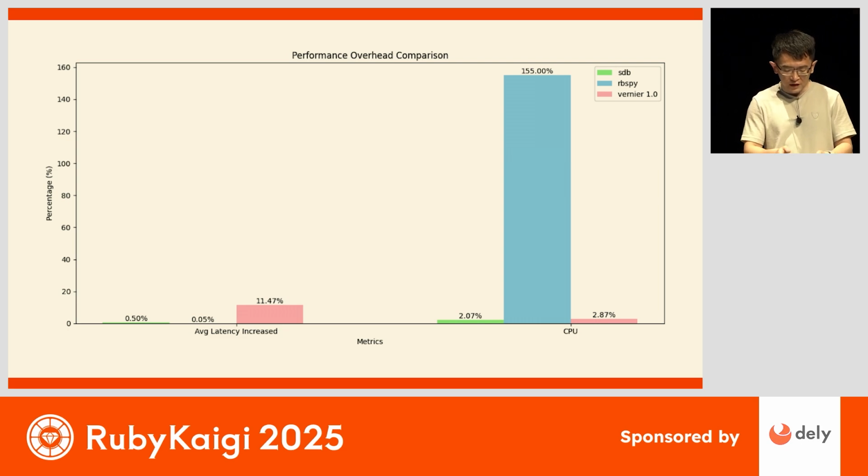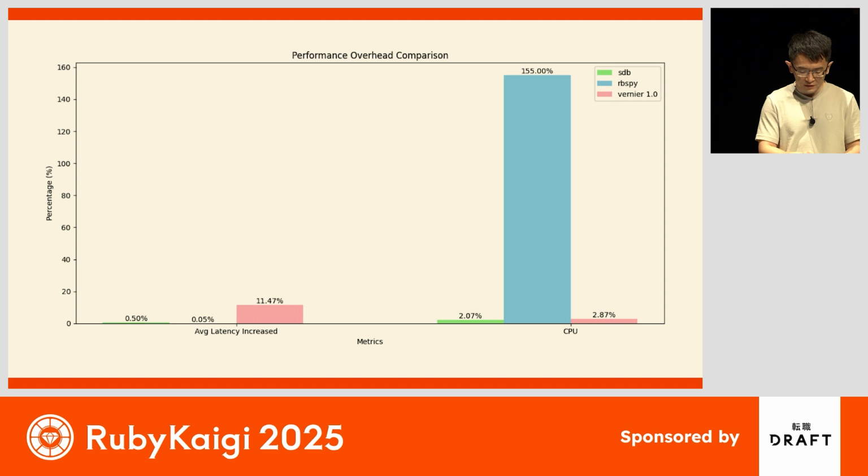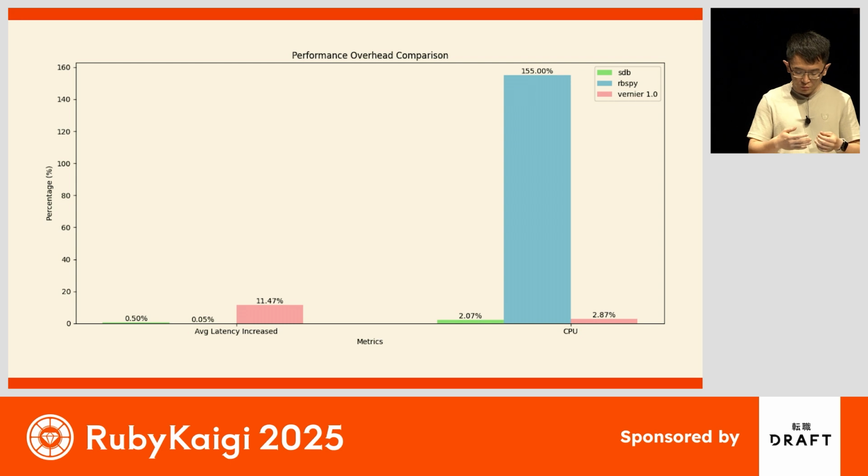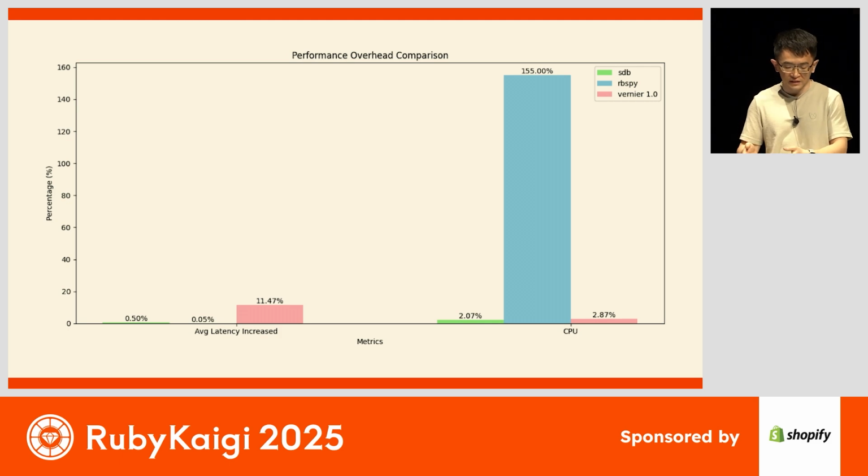You see there are two groups of bars. The first group is the average latency increase, I mean, after we enabled the stack profiler, how much the average latency has increased. And the second group of bars is the CPU usage, how much CPU those stack profilers use. We can see the green bars belong to the SDB. It only increased average latency by 0.5% and used less than 3% CPU. I think it's quite good for most applications, even for some large-scale Ruby servers.